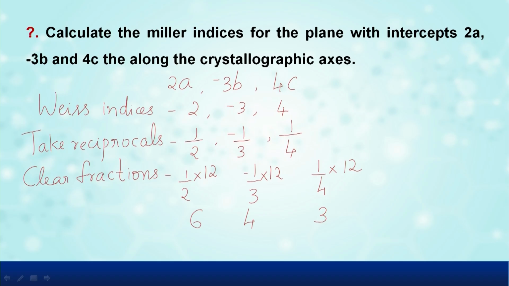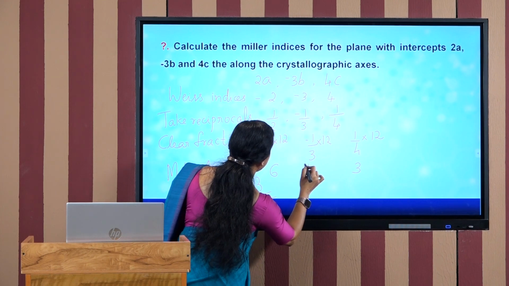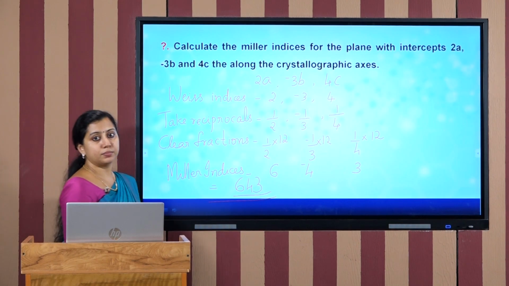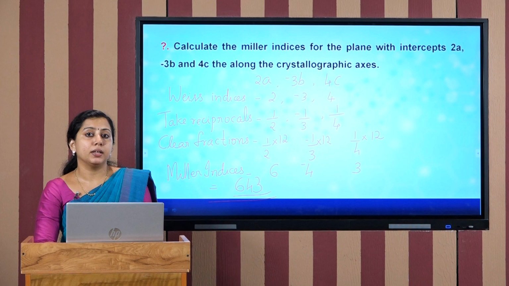So, what will be the Miller indices? The Miller indices are 6, 4 and 3. Here for the 4 we have a negative sign, since it is minus 1 by 3. So, it is minus 4. So, we can represent it as (6 4 bar 3). Okay. So, this is how we can determine the Miller indices for any plane on a crystallographic axis.